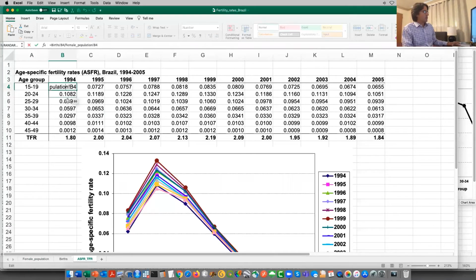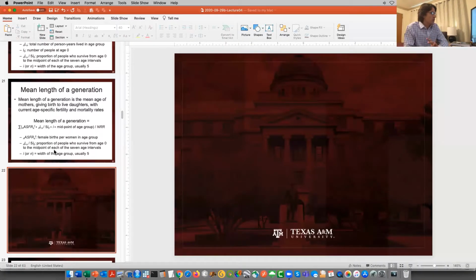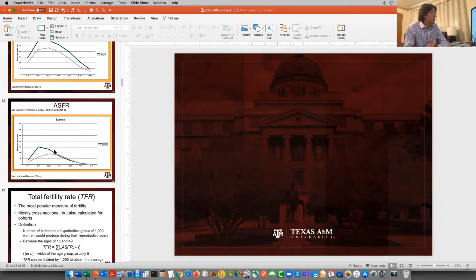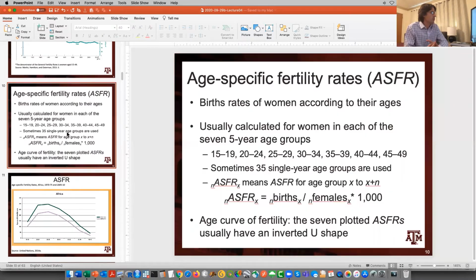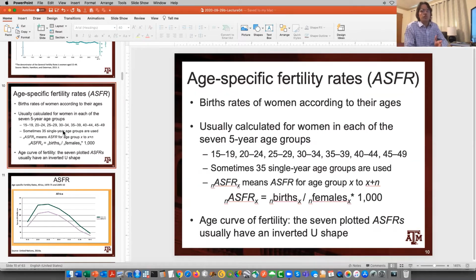And see that I did not multiply it by 1,000. Because remember, this is the formula for the age-specific fertility rate: the number of births for women in a specific age group divided by the number of women in those age groups. We can multiply by 1,000 just because these numbers can get really small, so we can get this information per 1,000. But my final objective is to estimate the total fertility rate.